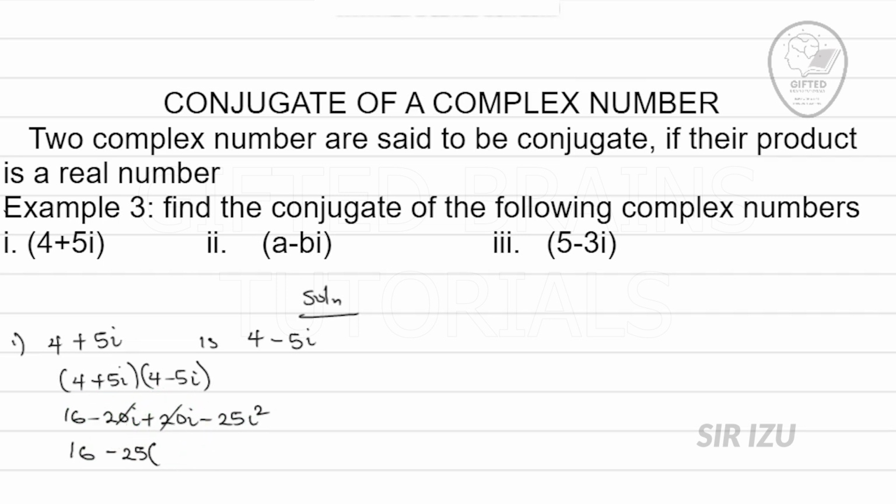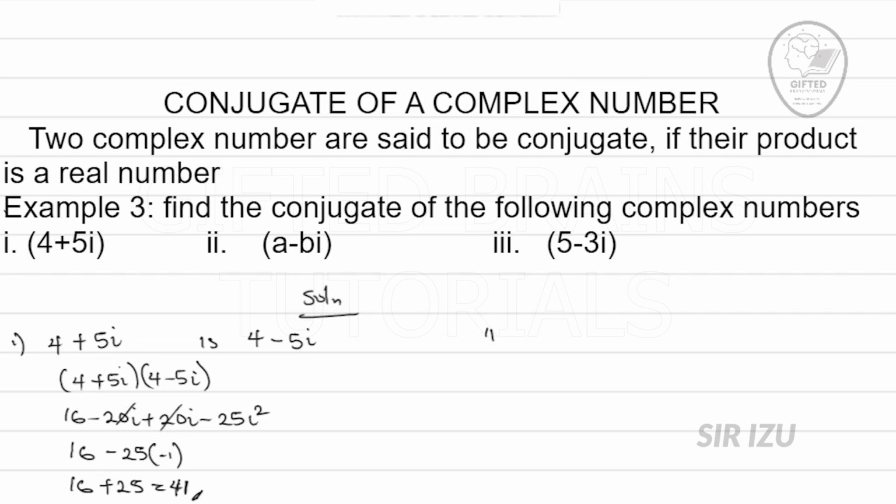And then multiplying by i squared will give me minus 1. So we have minus 1 there. So at the end of the day, this will give me 16 plus 25, which actually is 41. This is what we're trying to say, 41. So you see that the final answer is a real number. So that goes for any other one. Let's take number 2 now.